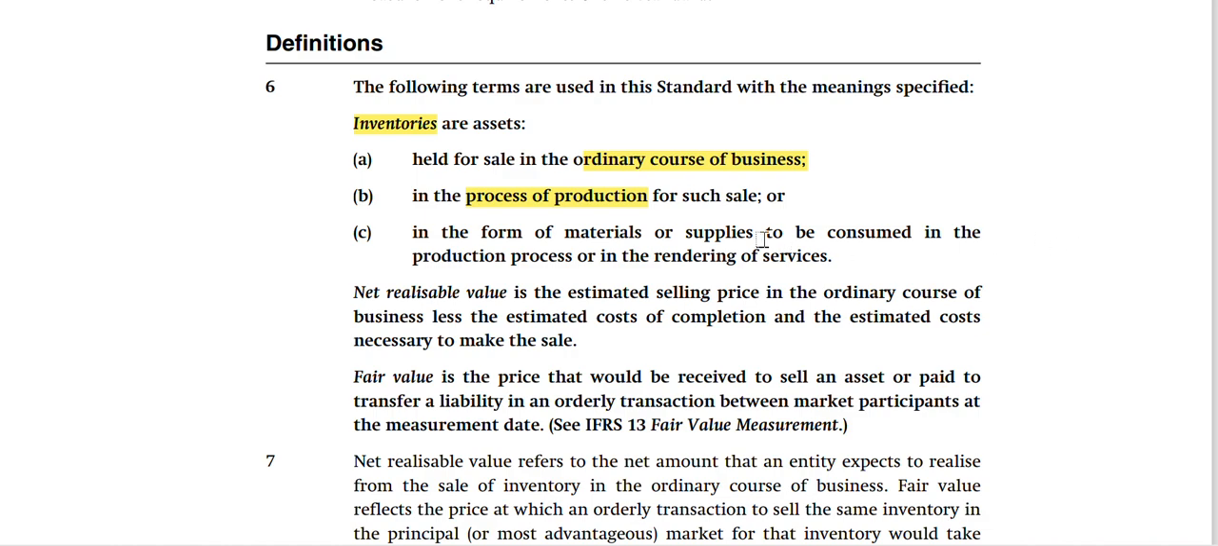And then in the form of material or supplies to be consumed in the production process or in the rendering of services, right? So it is important that you also understand that the supplies or material that are used in order to render the services or in the process of production are also called inventories.